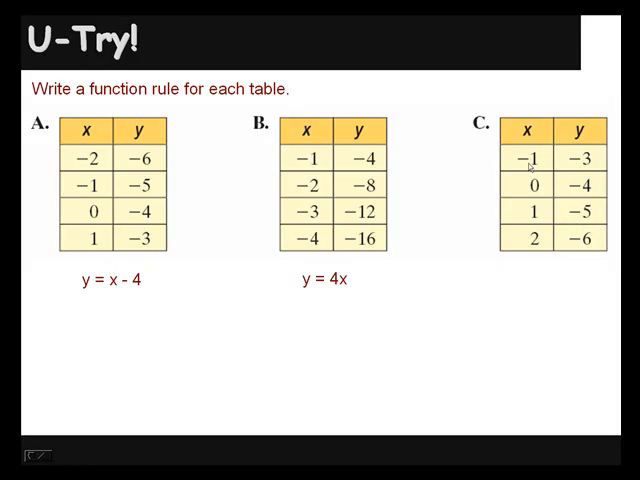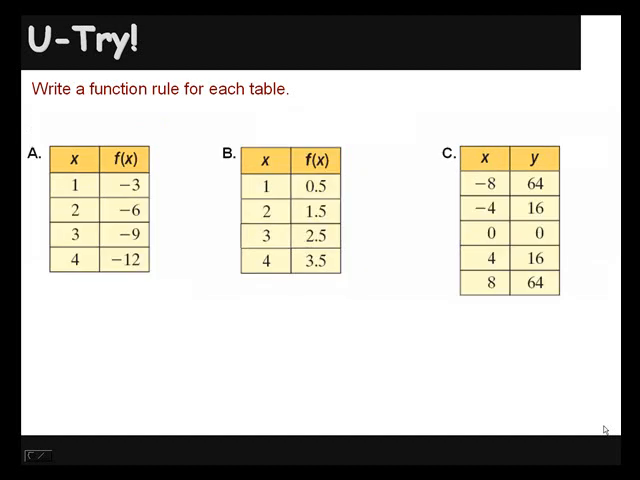Maybe it's the opposite of this minus 4. The opposite of 1 is negative 1 minus 4 is negative 5. The opposite of 2 is negative 2 minus 4 is negative 6. So y equals negative x minus 4. Another tricky one there on the end. Here's a few more for you to try.